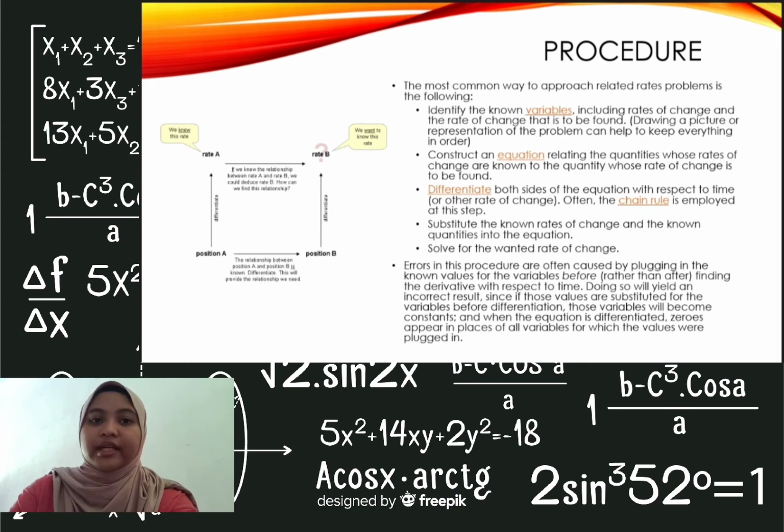Errors in this procedure are often caused by plugging in the known values of the variables before, rather than after, finding the derivatives with respect to time. Doing so will yield an incorrect result, since those values are substituted for the variables. Before differentiation, those variables will become constants, and when the equation is differentiated, zeros appear in the places of all variables for which the values were plugged in.